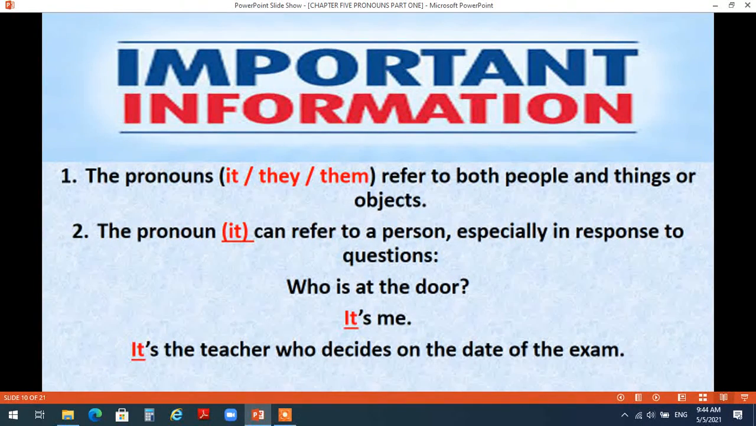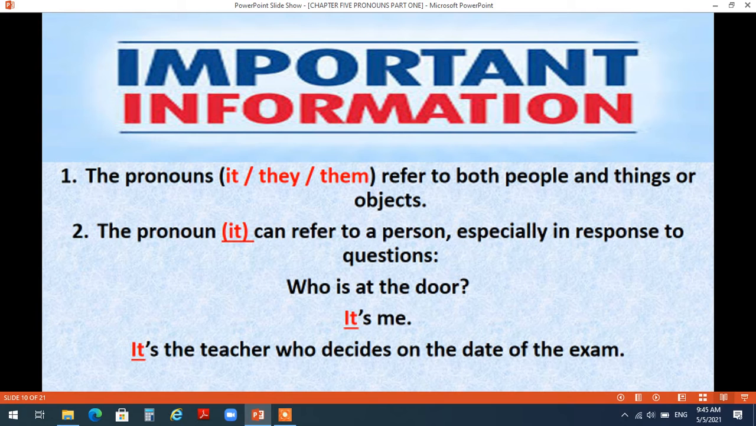There is some important information regarding personal pronouns. First of all, the pronouns it, they, and them can refer to both people and things or objects. إذن الضمائر them, they, and it ممكن أن تشير إلى الأشخاص يعني إلى العاقل أو ممكن تشير إلى الأشياء أو إلى غير العاقل. Number two, the pronoun it can refer to a person, especially in response to questions. نحن نعلم أنه ضمير it عادة يستخدم للإشارة إلى غير العاقل، لكن هنالك حالة ممكن أن نستخدم بها الضمير it للإشارة إلى الشخص أو الإشارة إلى العاقل.